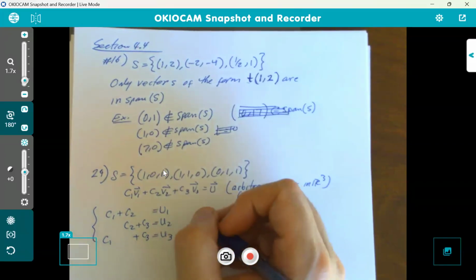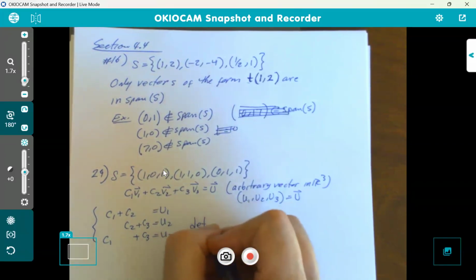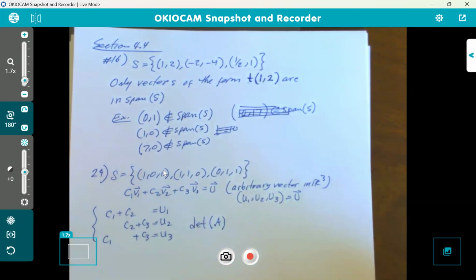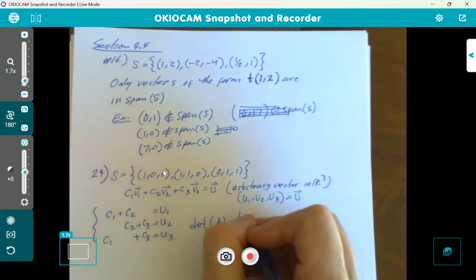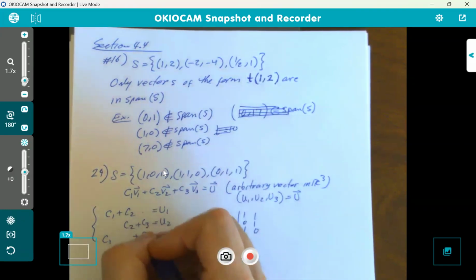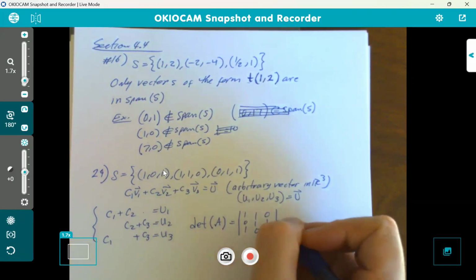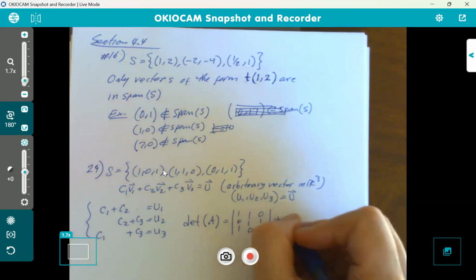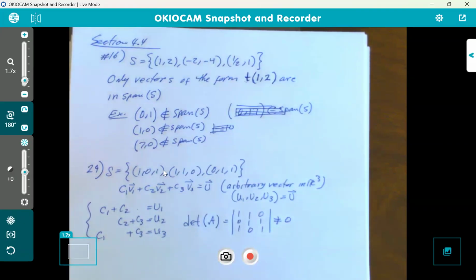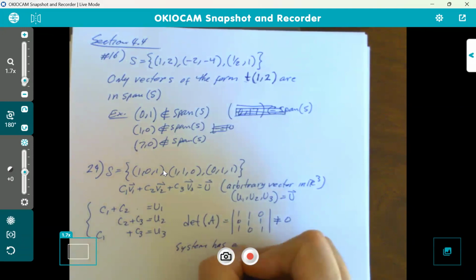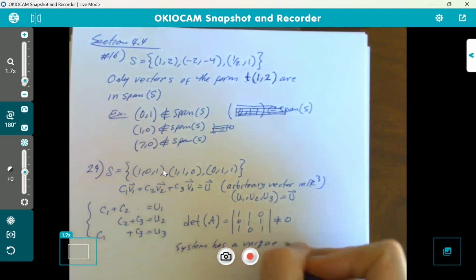Okay, now for this one, call this matrix A, the coefficient matrix A. That would be the determinant of the matrix with rows (1, 0, 1), (1, 1, 0), and (0, 1, 1). And this determinant doesn't equal 0. Okay, that determinant doesn't equal 0. And so therefore, the system has a unique solution.